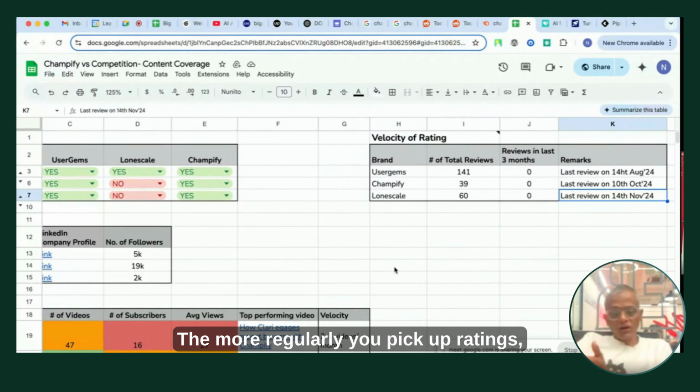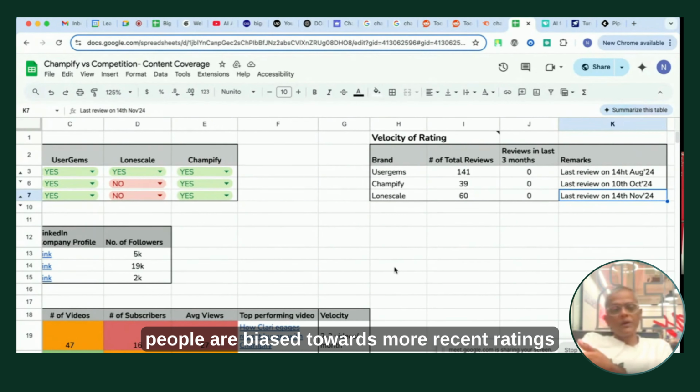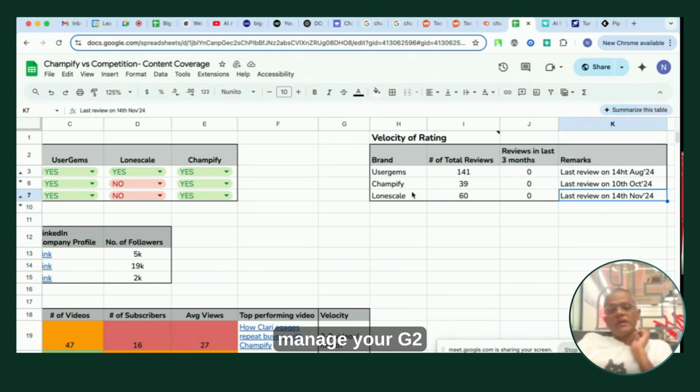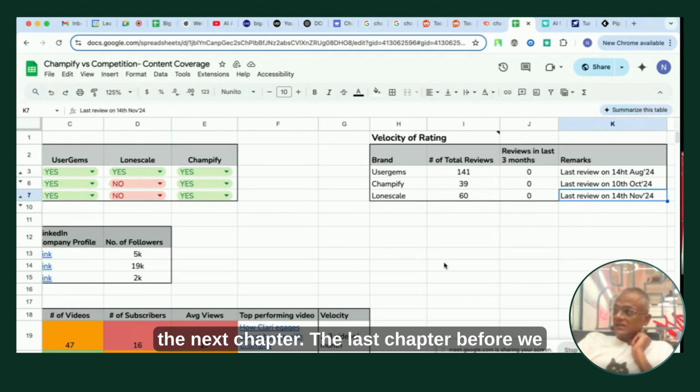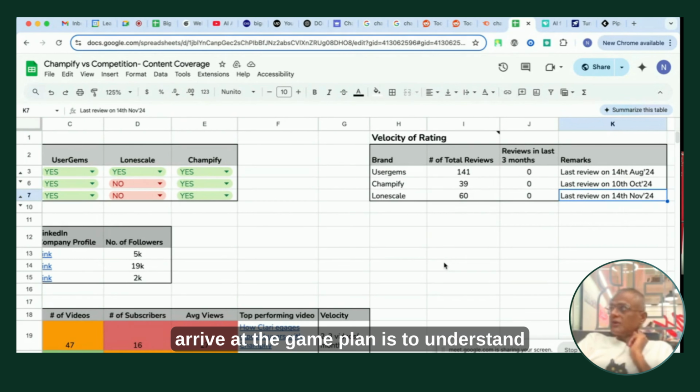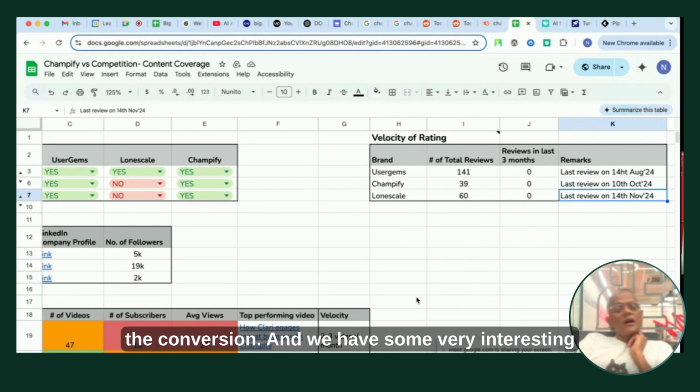The more regularly you pick up ratings, the better, because people are biased towards more recent ratings over prior ones. So it's very important to manage your G2 and Trust Radius footprint. So that's the next chapter. The last chapter before we arrive at the game plan is to understand the conversion.